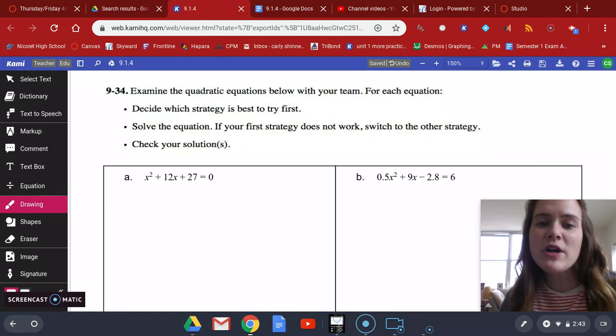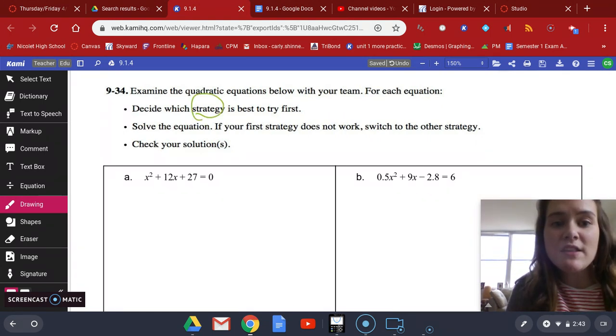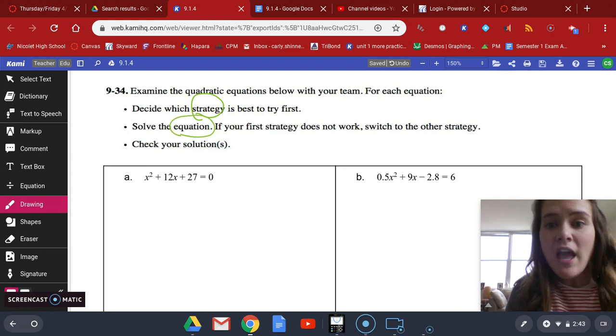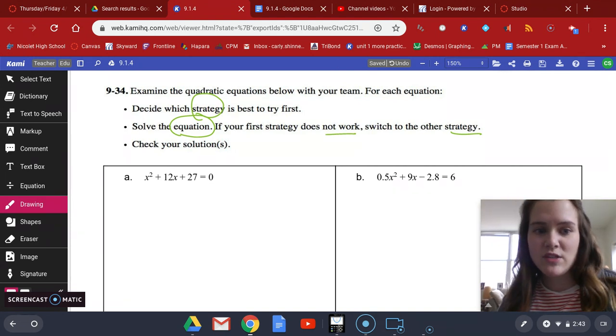Examine the quadratic equations below. For each equation, decide what strategy to use and then solve the equation. If it's not working out, you can always switch strategies. And we should always check our solutions, okay?